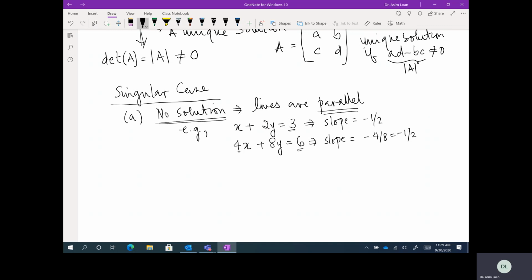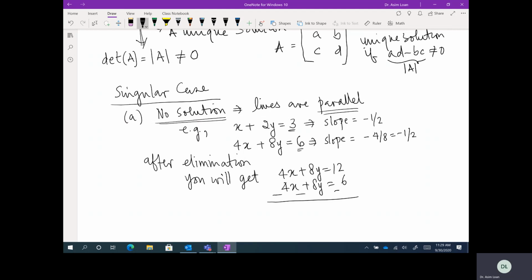Because after elimination, you will get 4x plus 8y equals 12, 4x plus 8y equals 6. If you subtract, this will cancel, so 0 is equal to plus 6. Obviously 0 cannot be equal to plus 6. So that's why we say that this implies no solution.